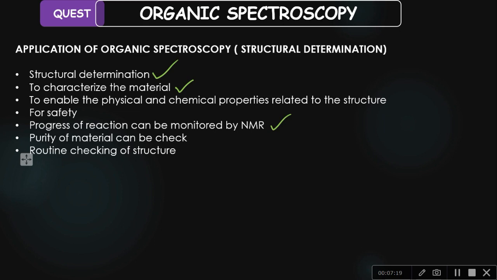NMR will help you to monitor the progress of a reaction, like when you actually carry out a particular reaction in kinetic studies. When it's actually talking about kinetic studies, you want to know the product that you've actually gotten. You can use NMR techniques to check that out. And also the purity of materials can be checked, and then routine checking of structures. So these are the various applications of organic spectroscopy.